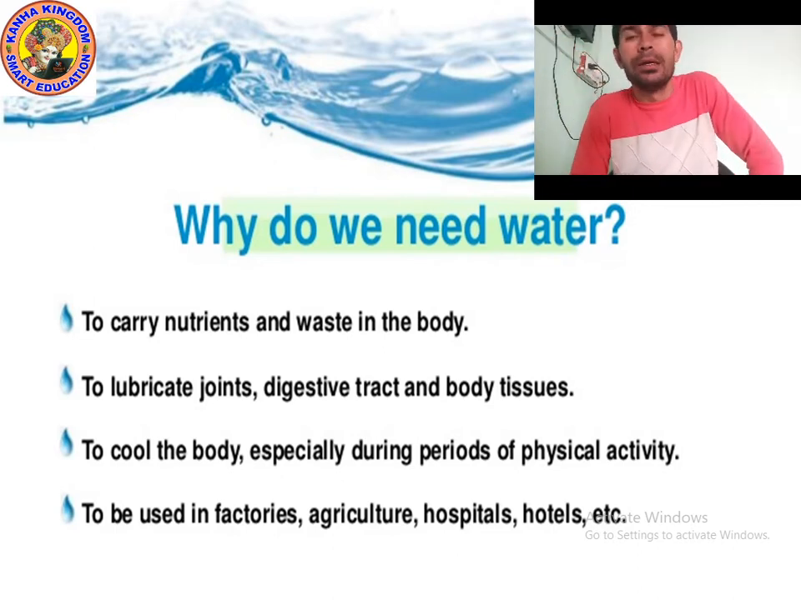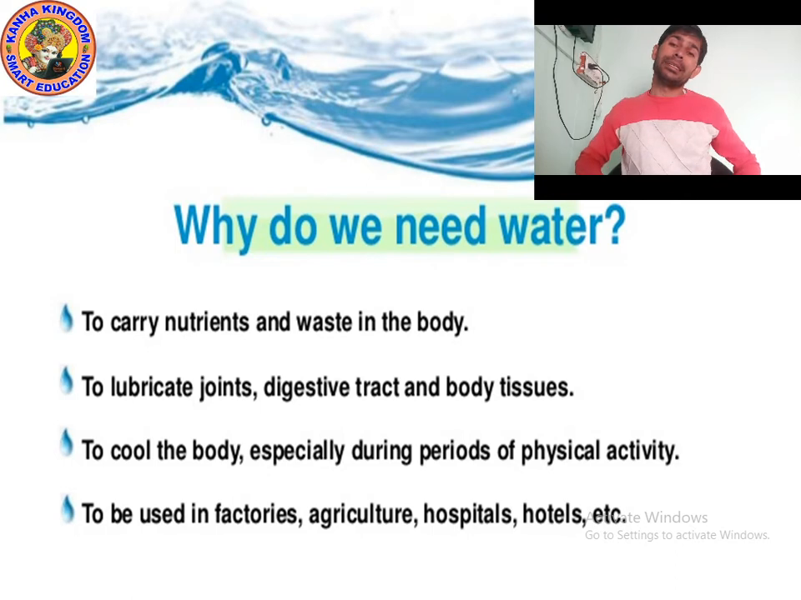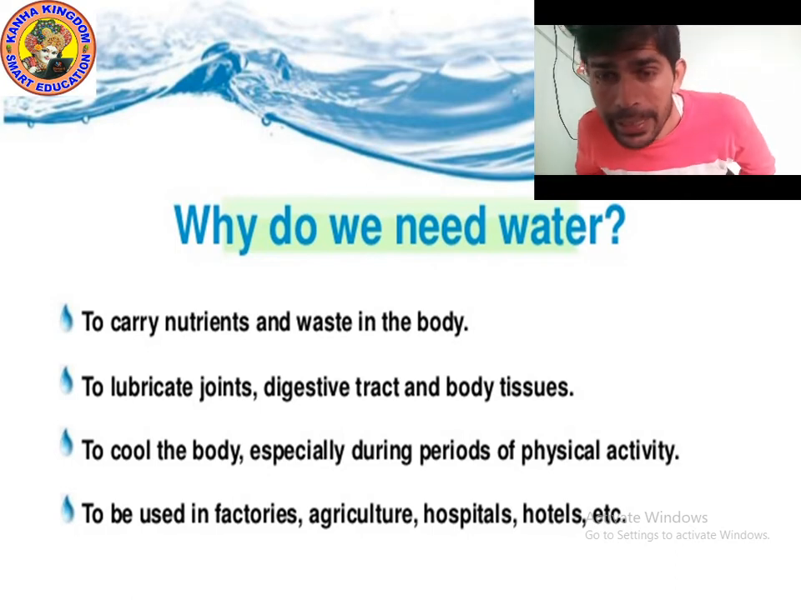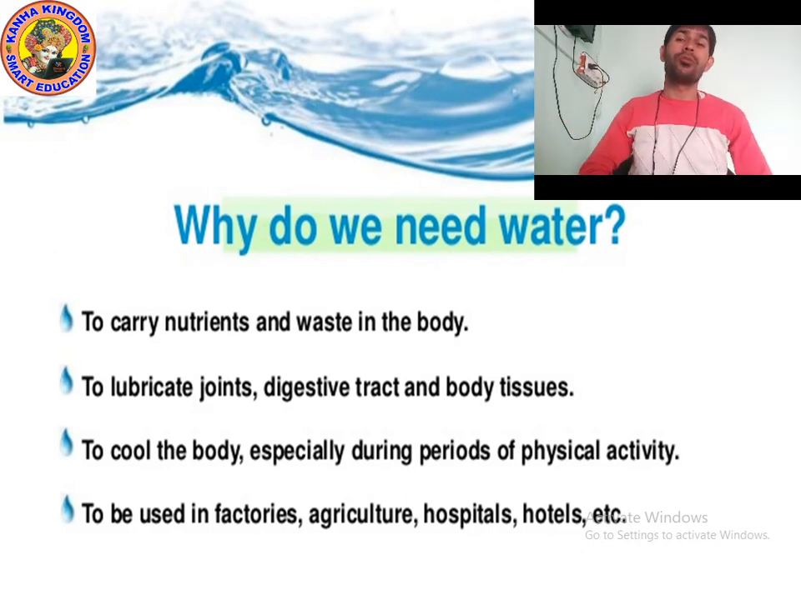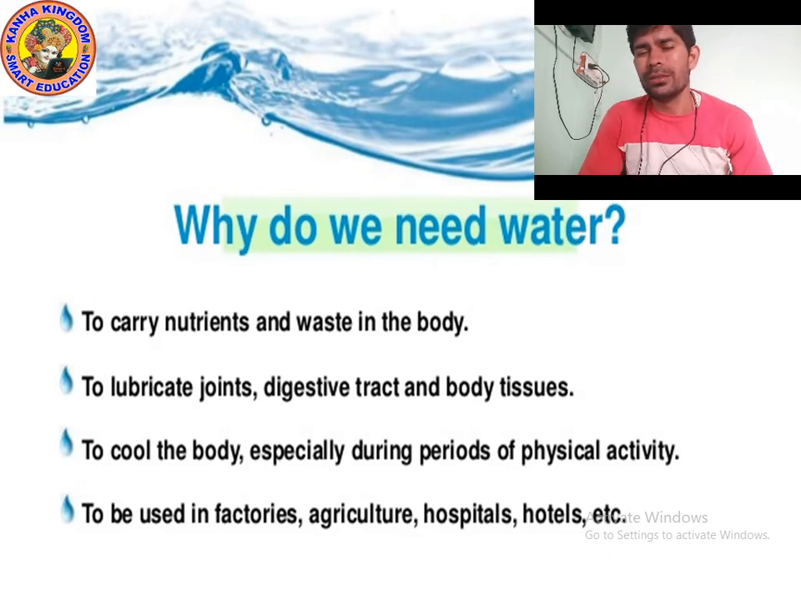Yes. Now the next point is to cool the body. Yes, it balances the temperature of our body, it maintains the temperature of our body. Why should we drink more water in summer? Because during the summer the temperature is higher, so our body needs more water to balance its temperature. So that's why we should drink a lot of water to cool the body, especially during physical activity. Whenever we do exercise, running, cycling, whatever, at that time also we need a lot of water.